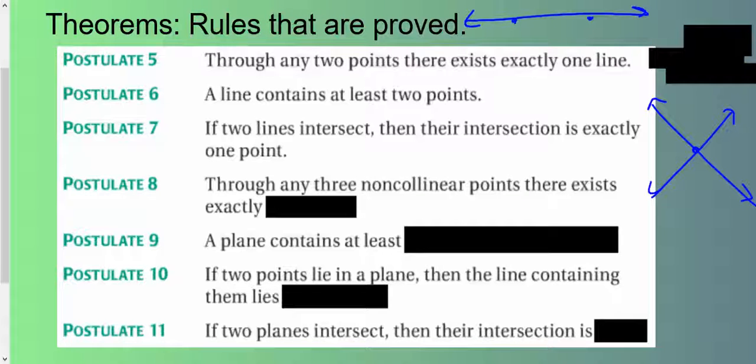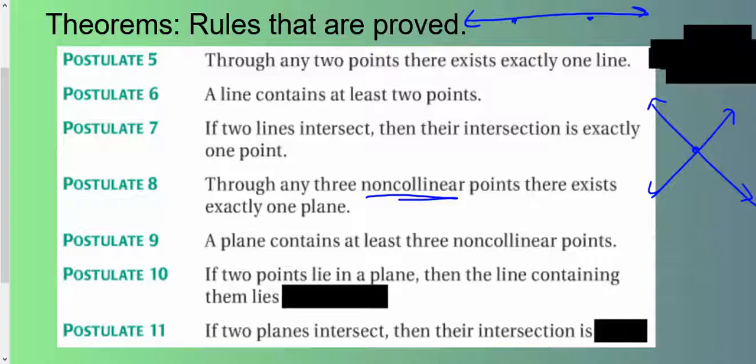Okay, the next one is through any 3 non-collinear points, there exists exactly 1 plane. And we talked about this in chapter 1. If the 3 points are collinear, there's an infinite number of planes that will go through there. So 3 non-collinear points, that's the key word right there, non-collinear. A plane contains at least 3 points, almost like the converse or the switch around.